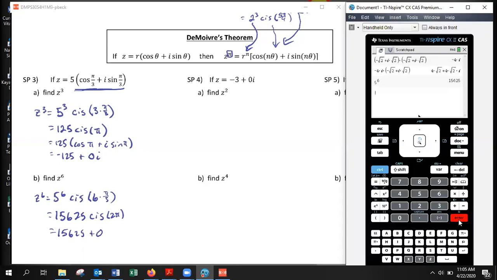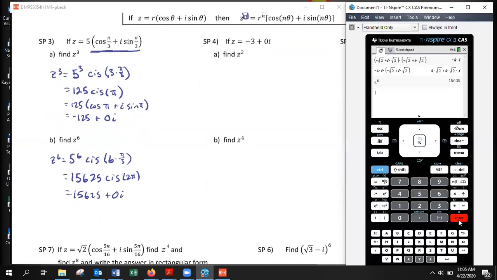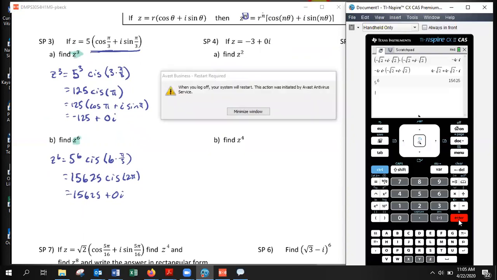So plus 0i. Now, if you want to think about it, and this is where we're starting to build some relationships, in order for me to go from z cubed to z to the 6th, what I could have done is I could have just said this is negative 125, the result that I got from here, squared it, and if you notice, that number is just 125 squared.